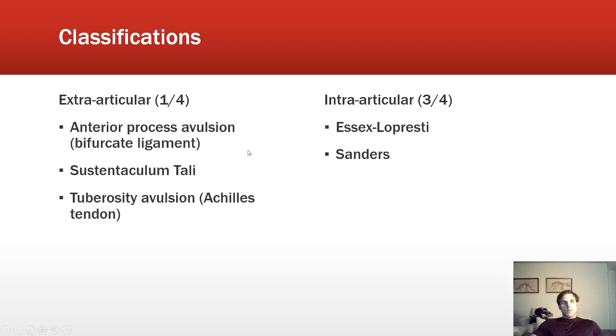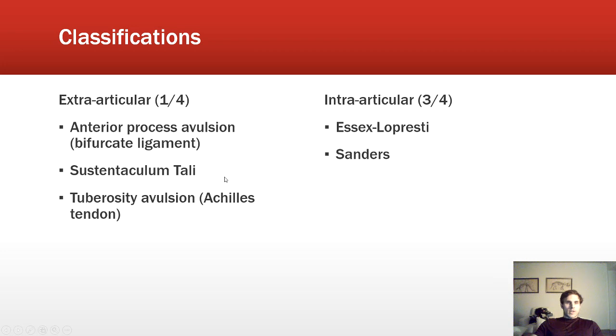But to talk a little bit more in detail about the extra-articular fractures that you'll commonly see, one type that you might see are the anterior process avulsion fractures. And we talked about these earlier. These occur because your bifurcate ligament that connects your calcaneus anteriorly to your navicular and cuboid bones comes under tension and pulls and avulses the anterior process of the calcaneus.